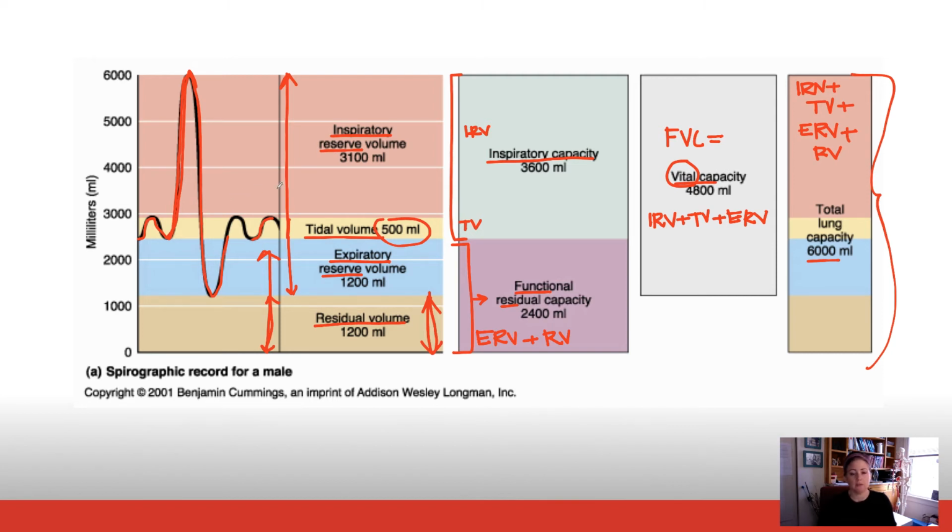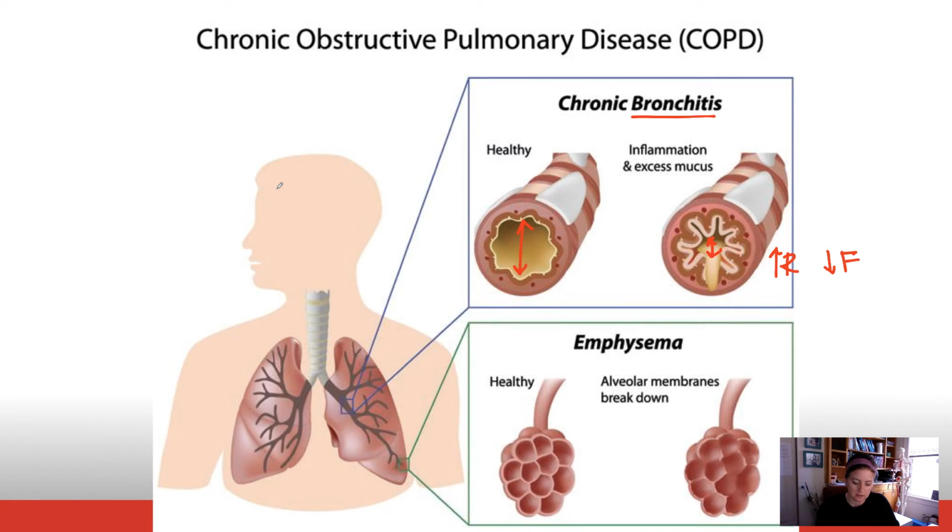Okay, if that makes sense. So residual volume is going to increase in patients with obstructive pulmonary disease. Another example of obstructive pulmonary disease is emphysema.